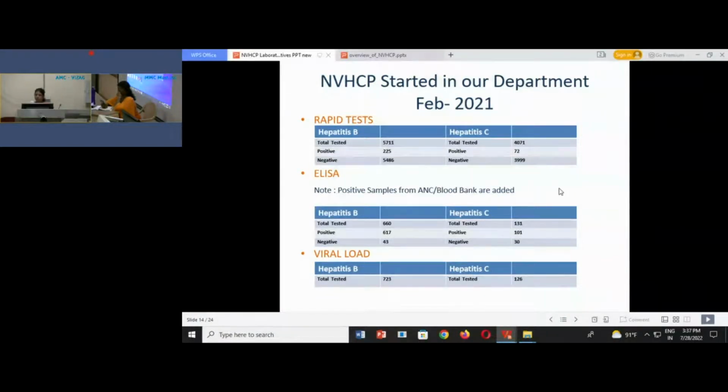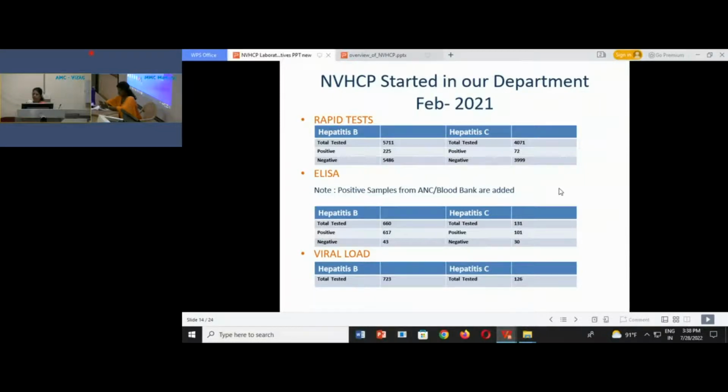By the ELISA method, positive samples from antenatals and the blood bank are also added. For hepatitis B, total tests conducted are 660, and among them positive are 617 and negative are 43. For hepatitis C, the samples tested are 131, positive are 101 and negative are 30.